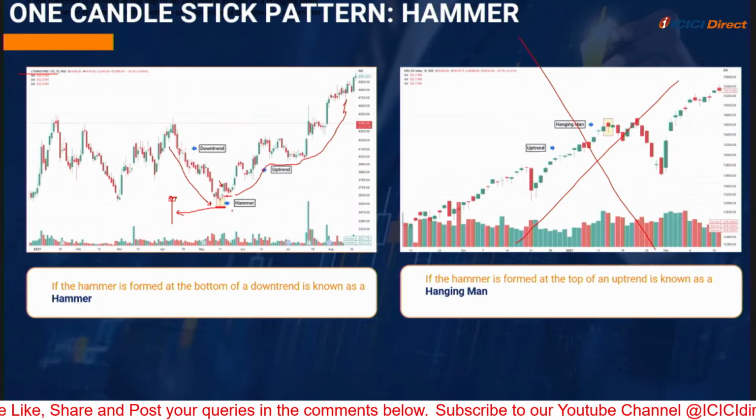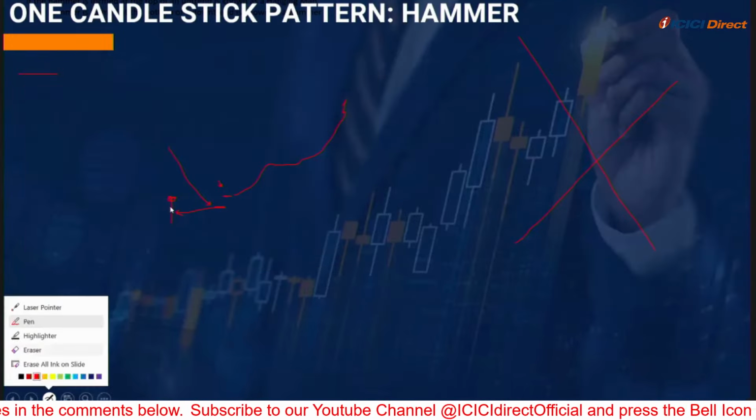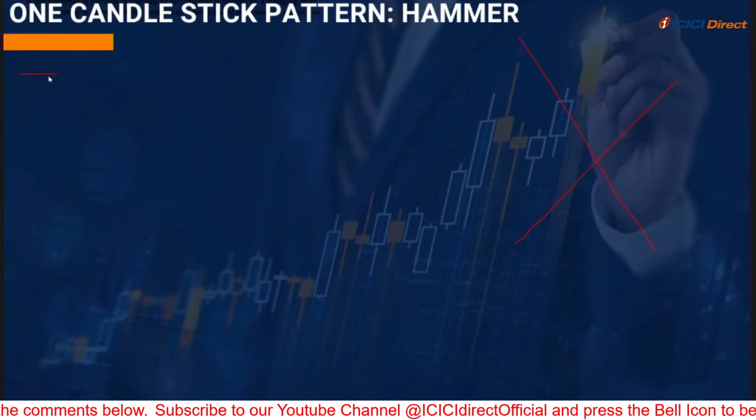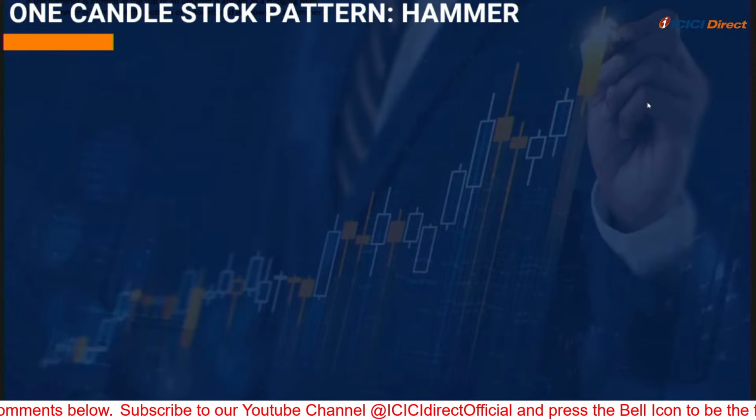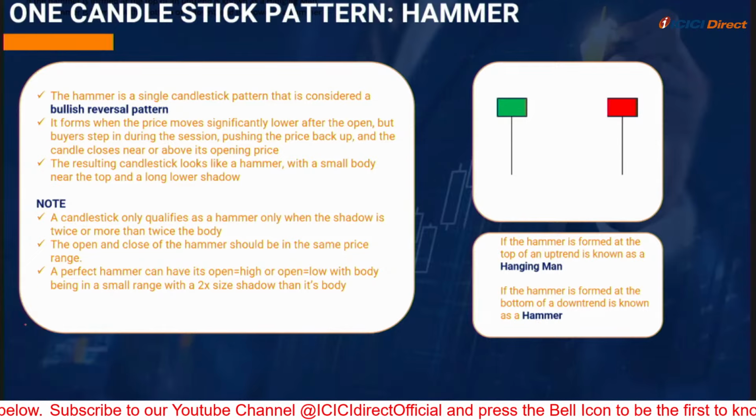Is this clear, guys? So a hammer, I'm coming to my previous slide. Just give me a moment. A hammer is nothing but a reversal candle, which is used to identify reversals.